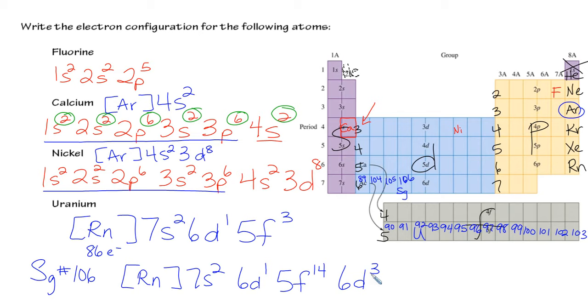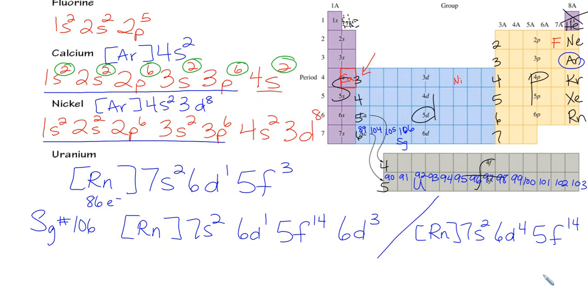Or you could do this. Or you could do radon, 7s2. You really could just go 6d4, and then if you went 5f14, they would not mark that wrong. I've asked. They've said either is totally fine. Or you could write it like this: Rn 7s2. You could also go 5f14, 6d4. You could do that too.